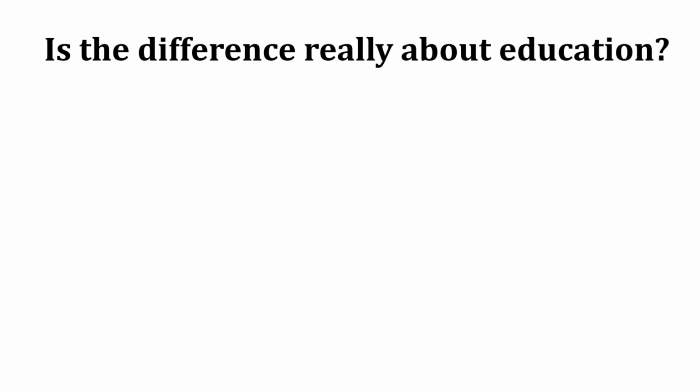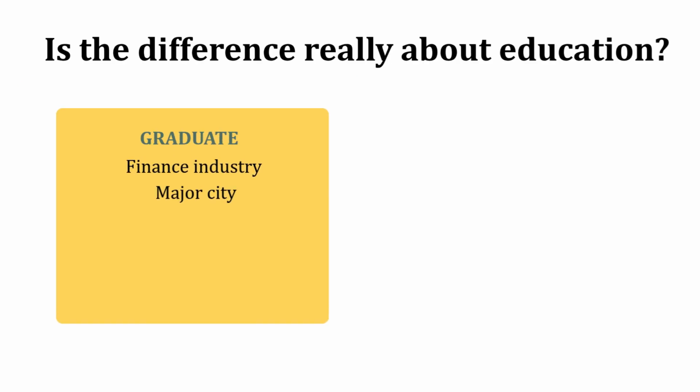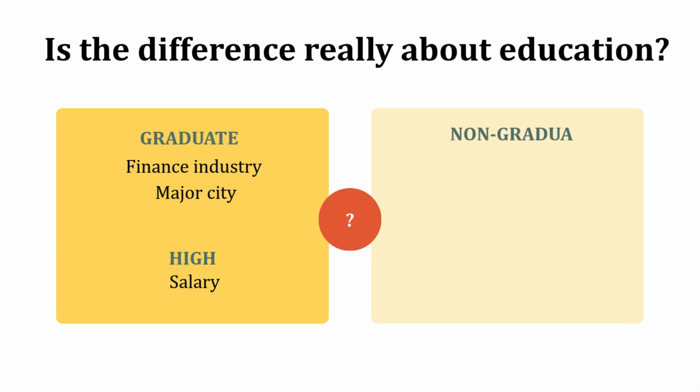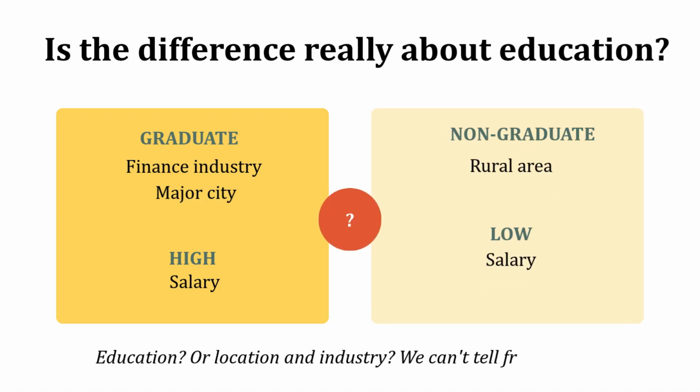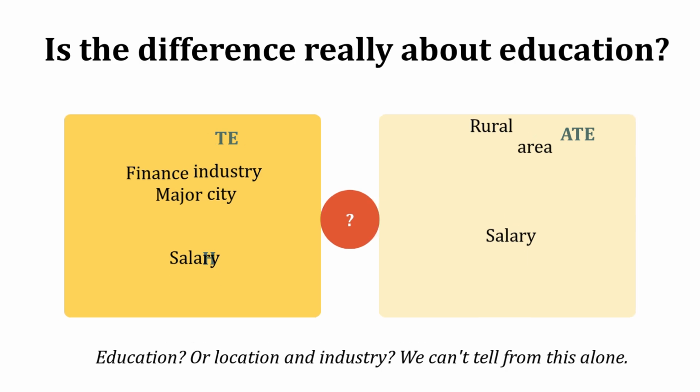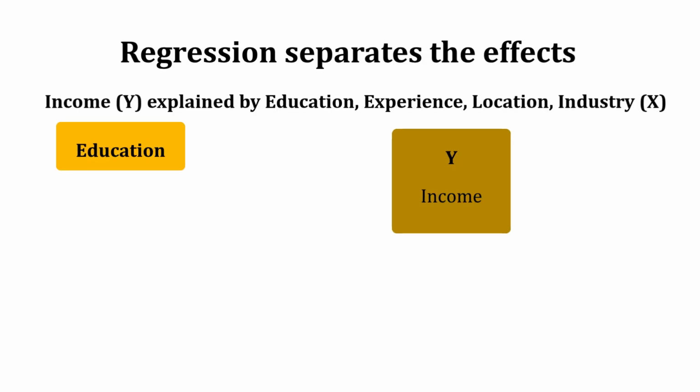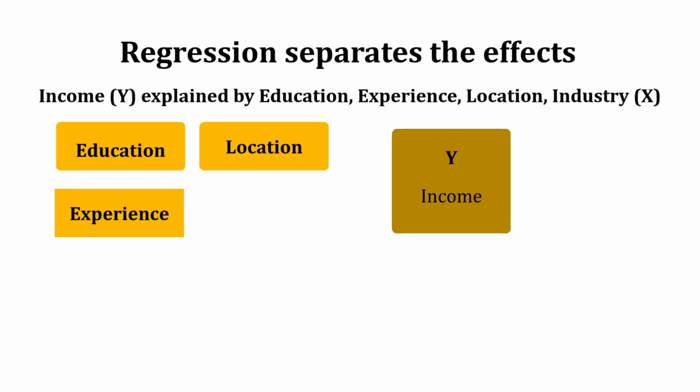Look at this. A graduate in finance, major city, high salary. A non-graduate, rural area, low salary. Education or location and industry, we cannot tell. Regression separates the effects. Income is Y, education, experience, location, industry are X. Each effect is isolated.